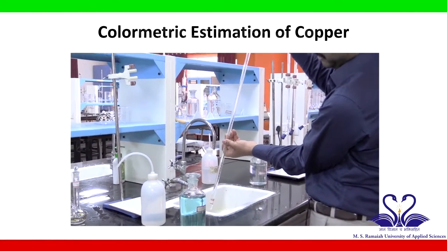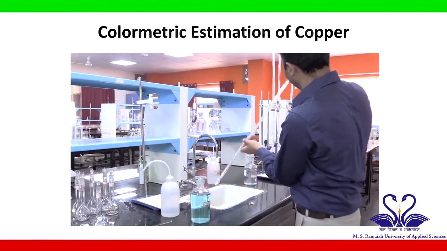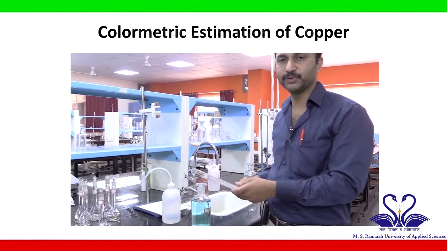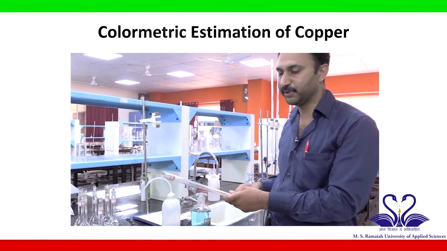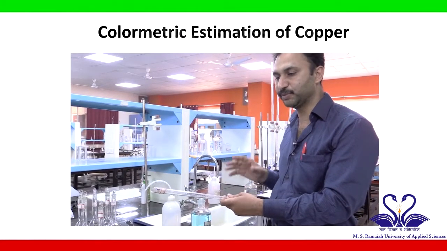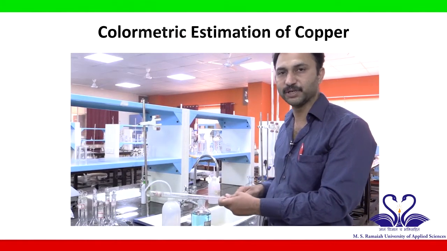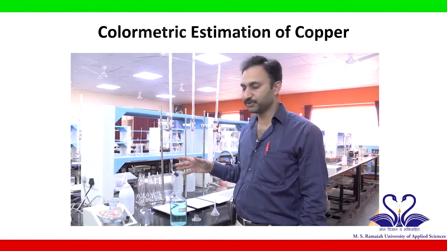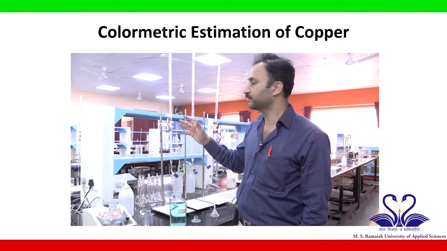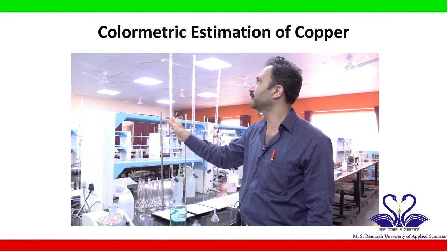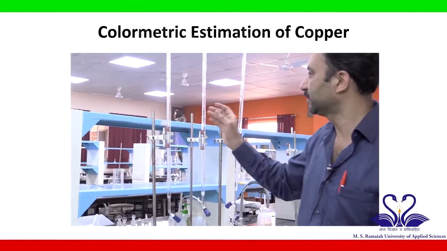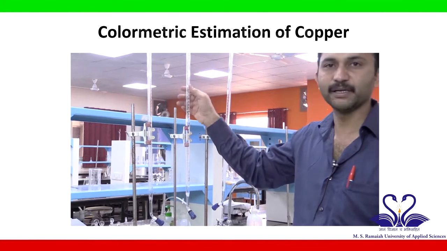In the same way, you have to use another burette for ammonia. The ammonia burette also should be washed with distilled water, and then rinsed with the ammonia solution. So you have to prepare the standard solutions. To prepare the standard solutions, we are using 3 burettes. One burette we are using to add the copper sulfate. In the second burette we are adding ammonia.